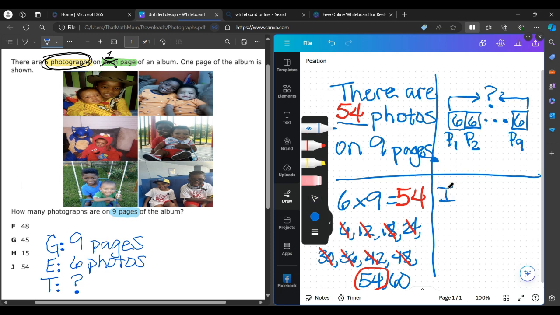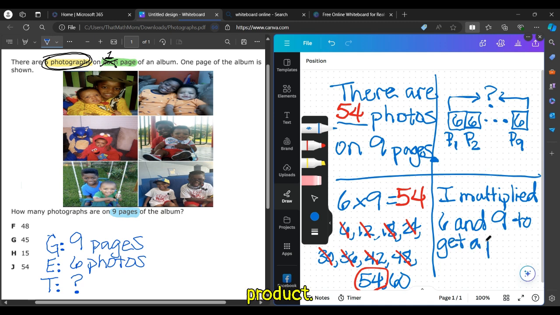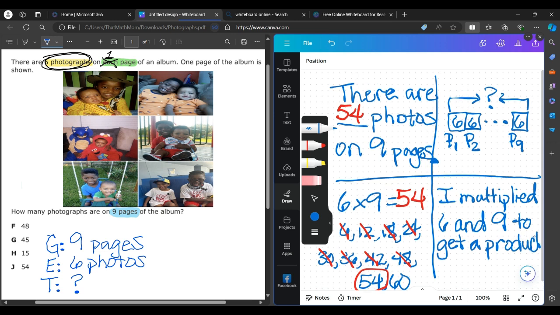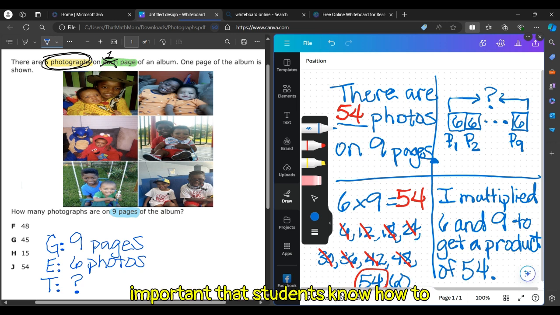I multiplied 6 and 9 to get a product of 54. You might be wondering, why is that important?